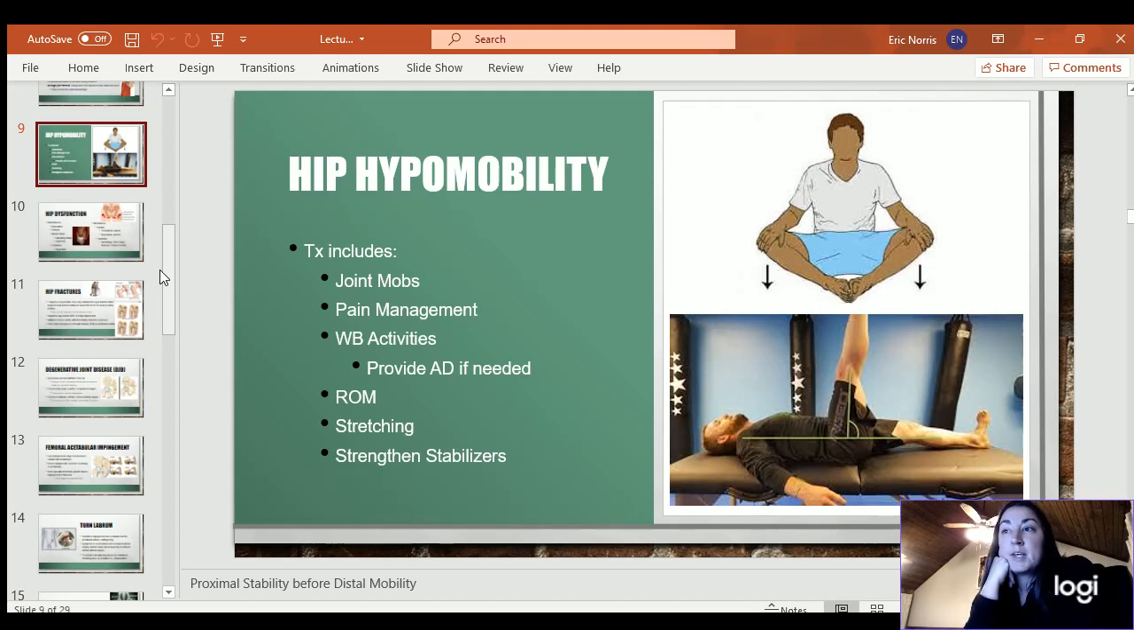And then, of course, strengthening your stabilizers. Remember, we always do proximal stability before distal mobility. So just like with the upper extremity, we always focused on strengthening the shoulder. Even with a hand patient, you want to strengthen the shoulder proximally so that they have good stability there and can control the distal movements. And it's the same with the hip. So anybody with lower extremity issues, we want to do some proximal stabilization training in order to give them good stability so that as they're moving, they're not losing form.